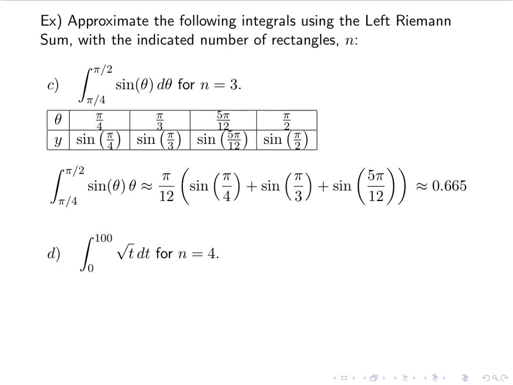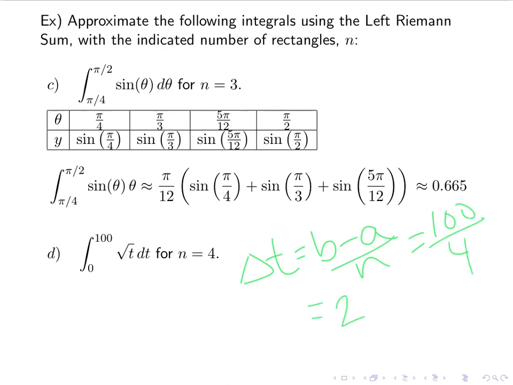So here's another one, the integral of the square root of t dt. We want to approximate that integral from 0 to 100 using four rectangles with, again, the left Riemann sum. So my delta t is (b minus a) over n. A is 0, B is 100, and I'm going to divide by 4. So my delta t, the width of each rectangle, is 25.